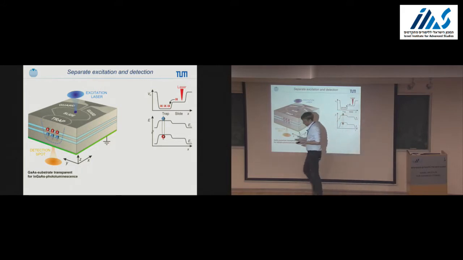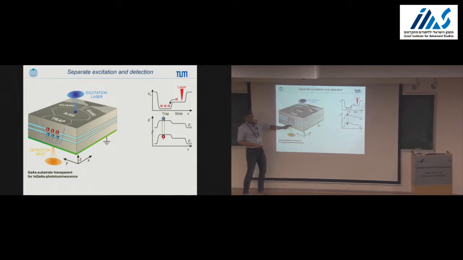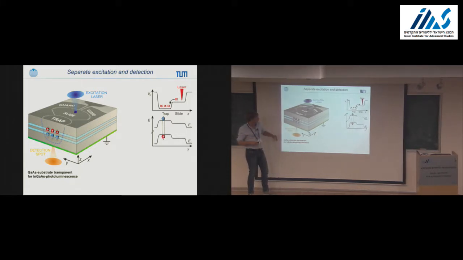In the beginning, we started this business with the indium gallium arsenide samples because we wanted to excite from the top and detect from the bottom. We wanted to disentangle the excitation and the readout even further. This can be done because the indium gallium arsenide quantum wells have a lower band gap than the gallium arsenide substrate. So for the next 10 slides, I only show you experiments where we detect from the bottom.